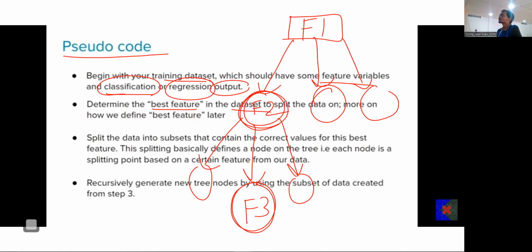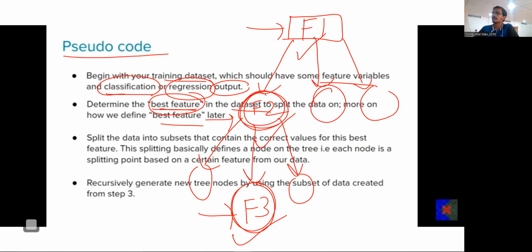So in which order we need to select the features? Which should be this one, which should be this one, and so on. So that determines the best possible sequence. That means first feature 1, then feature 2, then feature 3. This sequence should be the best one, the best possible sequence in the data set to split the data. And we need to define the best feature.